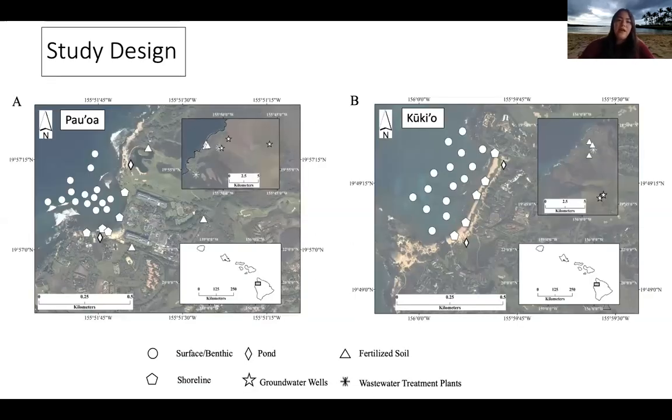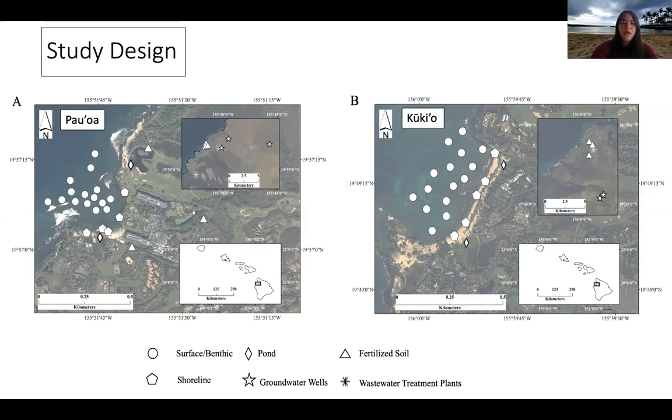So for my study design, looking at both of these watersheds, we chose 4 different water types from the watershed. On the left map here, we have Pauoa. On the right map, we have Kukio. And we have, starting from high elevation, groundwater wells, anchialine pond stations, shoreline stations, and surface and benthic stations. The groundwater wells are the stars in this top right inset box here. We have the pond sites, which are these 2 diamonds here. The pentagons along the shore are the shoreline stations, and then the circles are for surface and benthic waters.